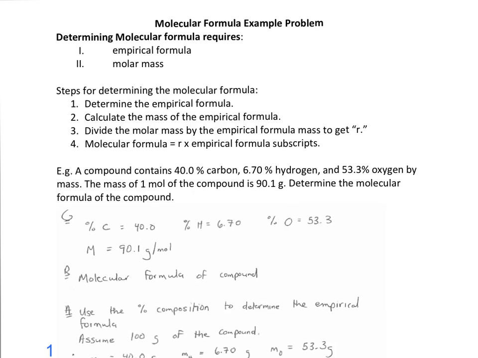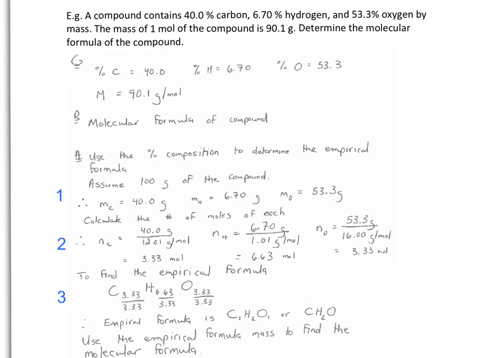Let's take a look at an example, and hopefully that will shed some more light on these key steps. We are given the percent composition data, and we are also given, not necessarily explicitly, that the mass of 1 mole is 90.1 grams, so we have the molar mass of the compound. We are asked to determine the molecular formula. If you recall the steps from the empirical formula tutorial, the first thing we need to do is take this percent composition data and turn it into a form that we can work with. We do that by assuming we have 100 grams.